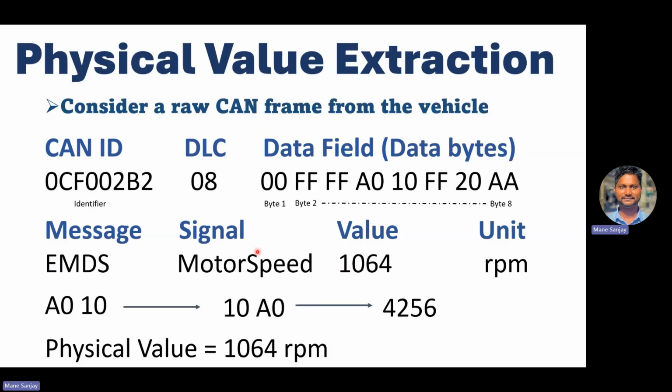Everything is visible once you have the database file, and you can define everything when you create the signal in a database file. You can define the unit, change the scale, offset, and byte order, Motorola or Intel. By default, Intel is little endian and Motorola is big endian. Intel is the default byte order when you start creating the database file. So this is how you can extract a physical value from the raw frame.